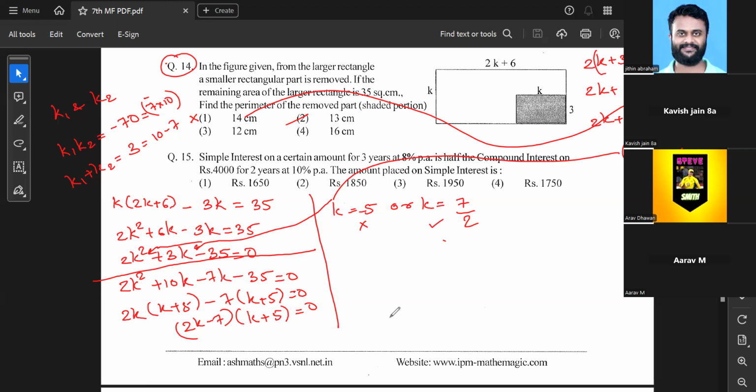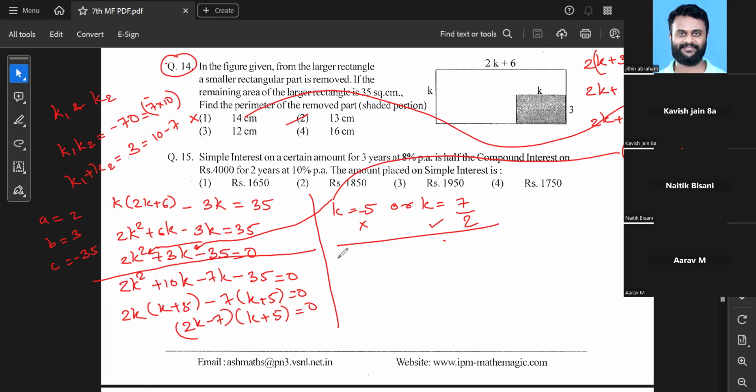So can we do it by the formula minus b plus or minus the under root of b square minus 4ac? Absolutely. You'll get the same answer. I'm assuming everyone is aware of that formula, minus b plus or minus under root of b square minus 4ac upon 2a, where a is the first coefficient, that is 2, b is the second coefficient, that is 3, and c is the third coefficient, in this case minus 35.